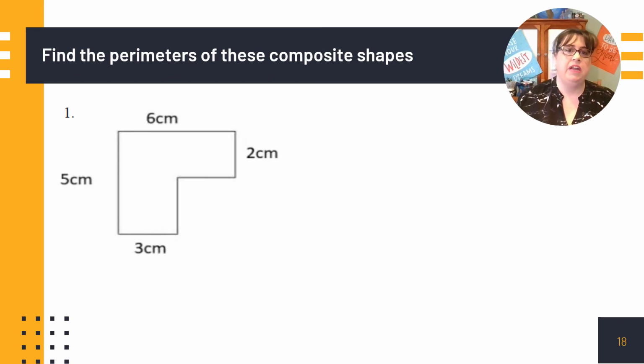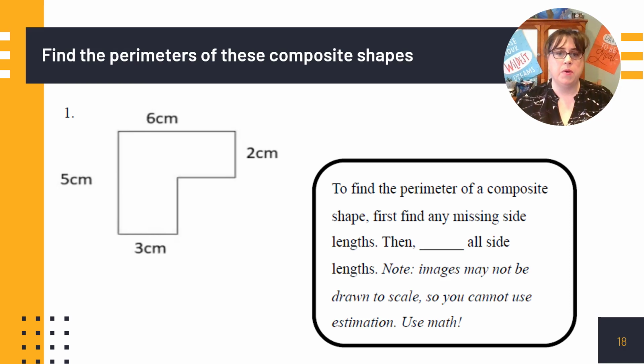So let's begin by finding the perimeter of these composite shapes. To find the perimeter of a composite shape, first find any of the missing side lengths, then add all the lengths. Note, our images are not going to be to scale, so you can't use a ruler to find them. You have to use your math. And we're not going to use any estimation.